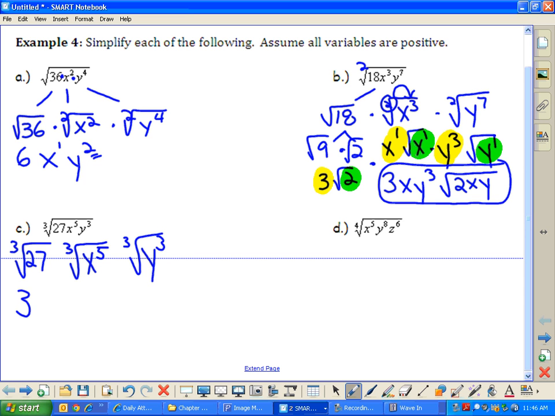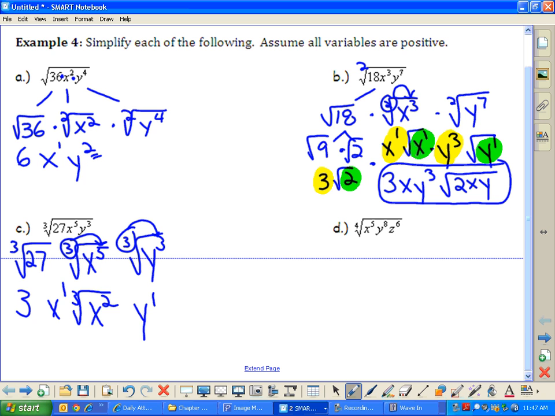It is 3. Good. To simplify the cube root of x to the 5th, I just have to ask myself, well, how many times does 3 divide evenly into 5? 3 goes into 5 1 time. So x to the first comes out. Underneath this radical is where I put my remaining factors of x. If 3 goes into 5 1 time, there are still 2 factors of x remaining, so it's x times x, or x squared, underneath. And then 3 goes into 3 1 time, no remaining, so there's no radical part to that.